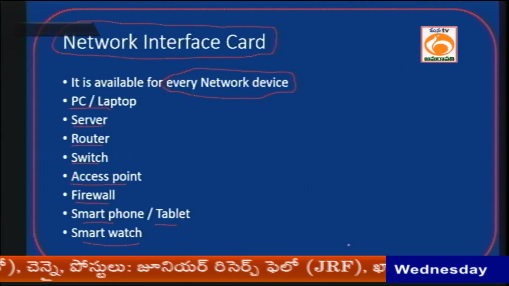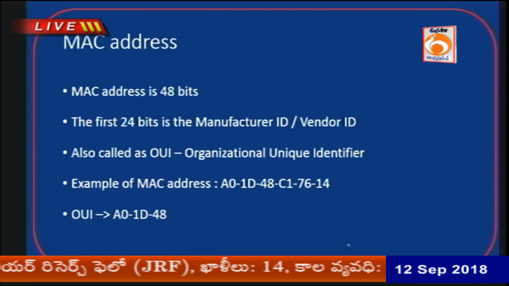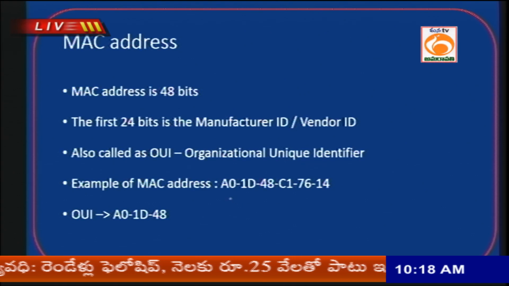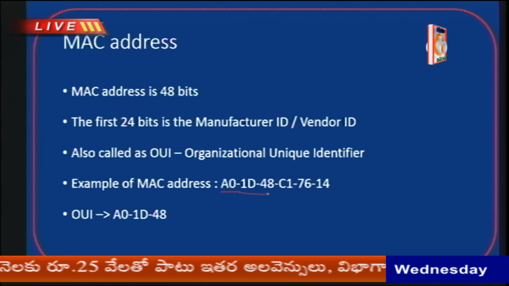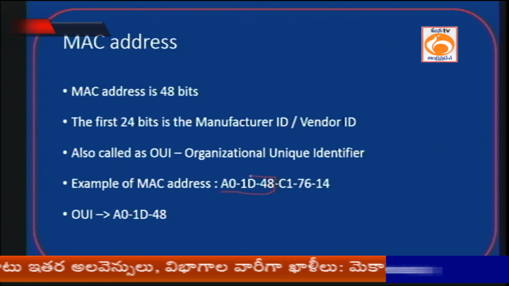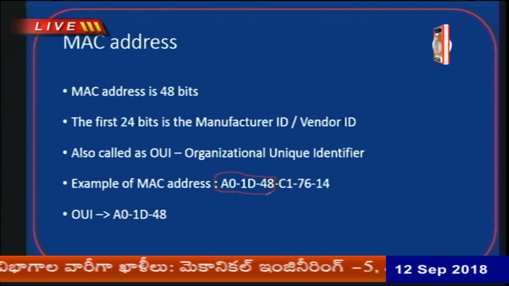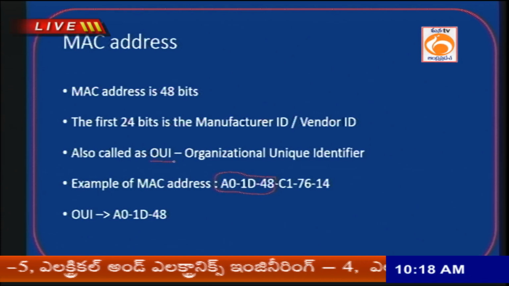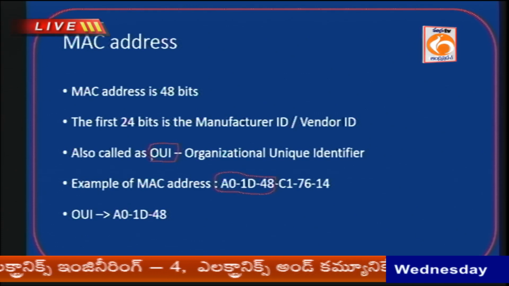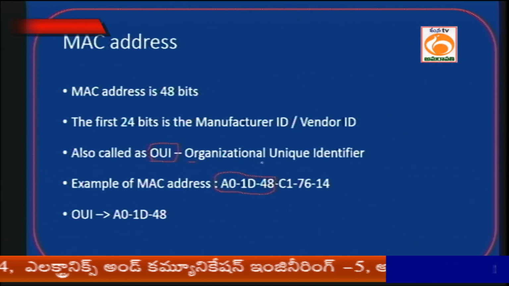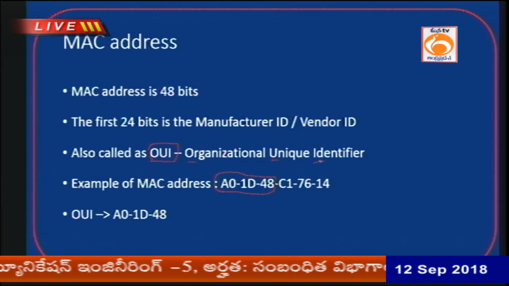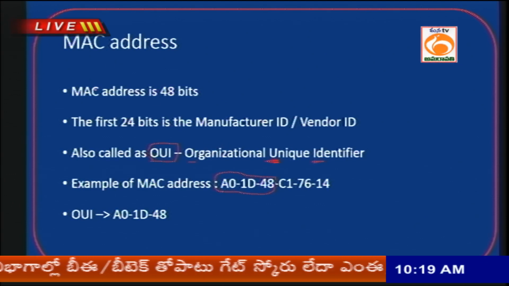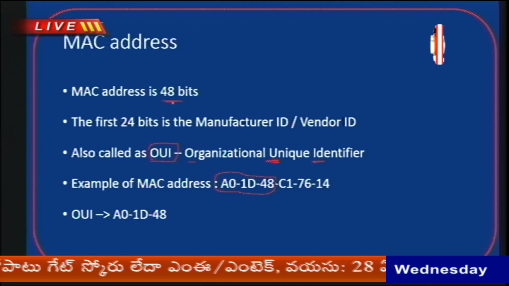So in the next discussion, we have the MAC address, which is a 48-bit address. In this 48-bit address we can see the first half of this particular MAC address, which is 24 bits. The first half of the MAC address is given a special name called OUI, which stands for Organizational Unique Identifier.